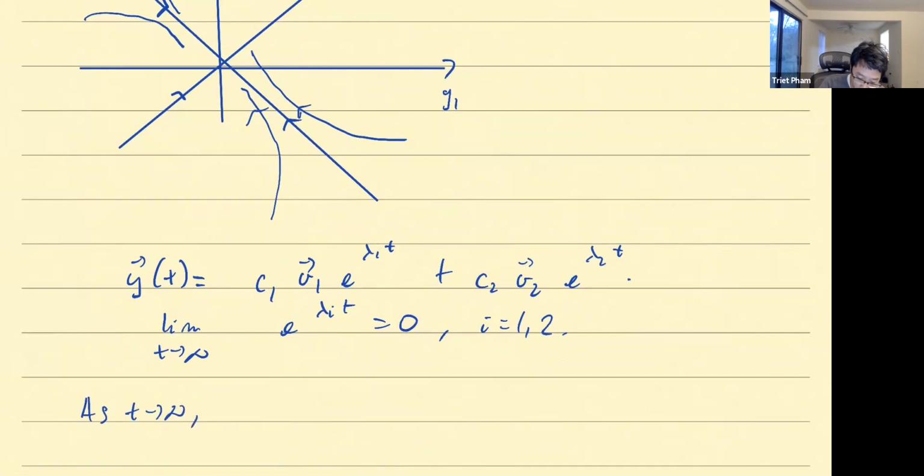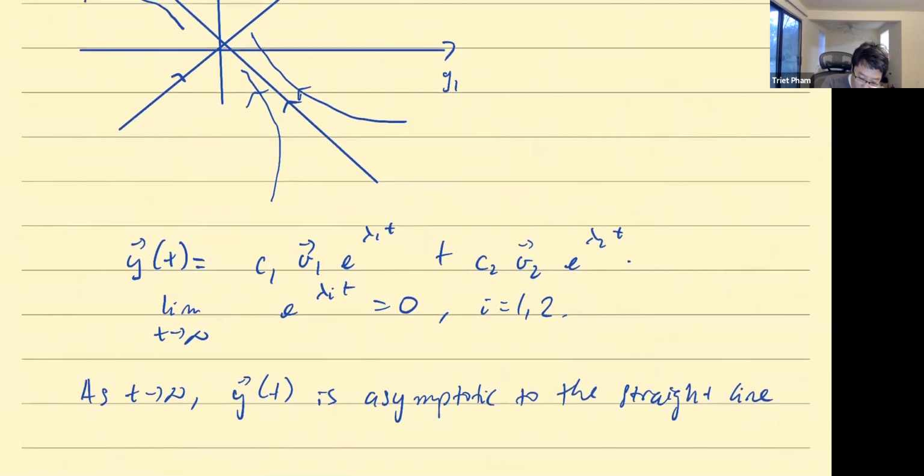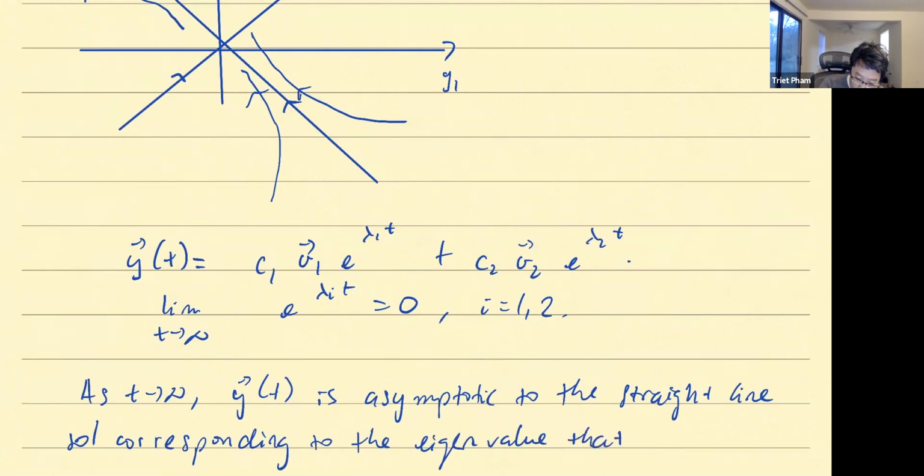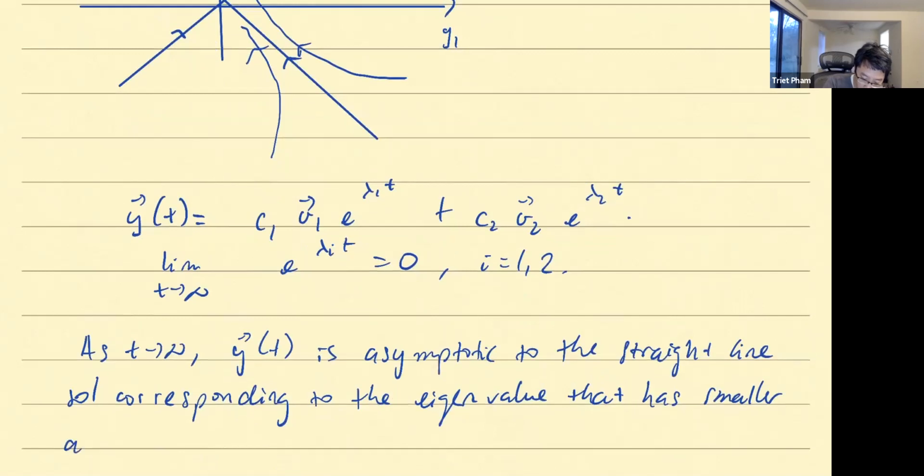So as t goes to infinity, y of t is asymptotic to the straight line solution corresponding to the eigenvalue that has smaller absolute value.